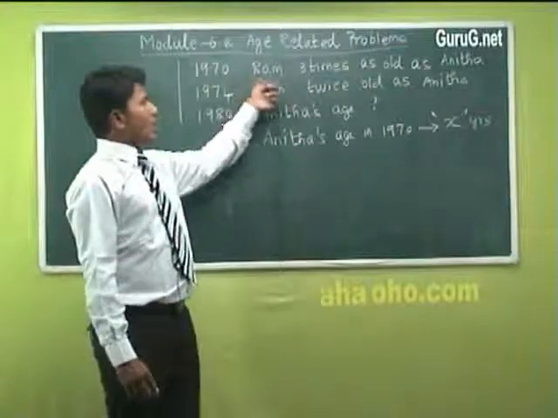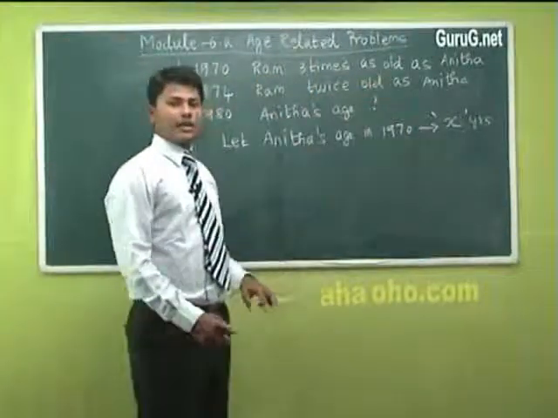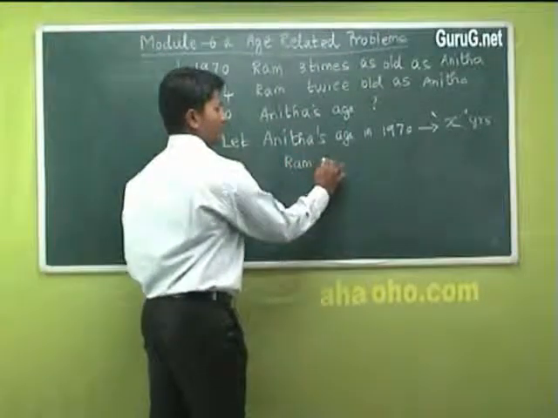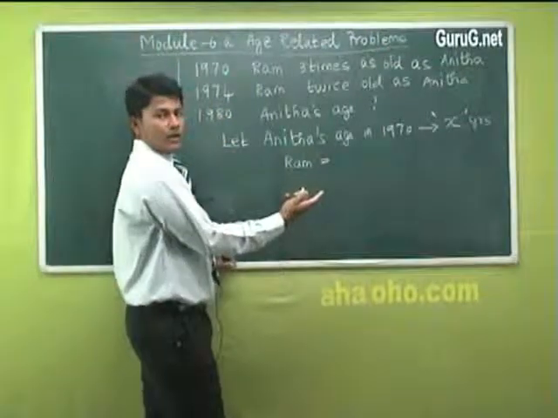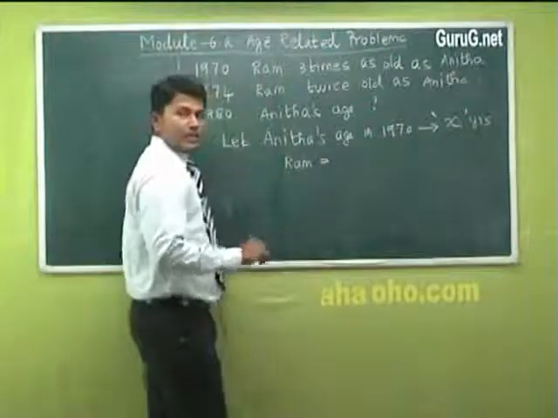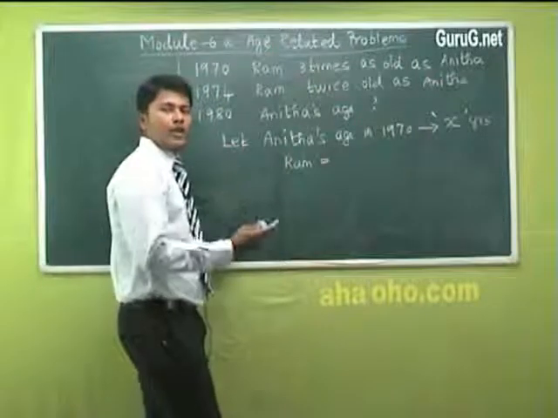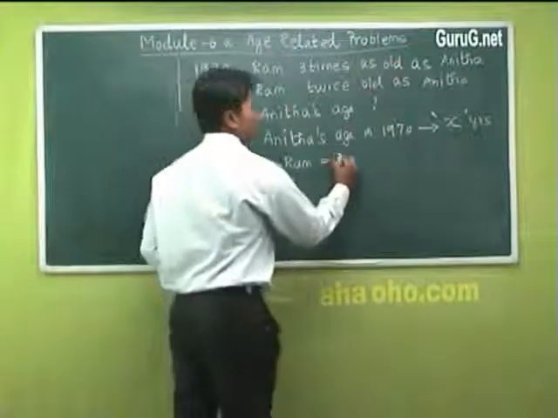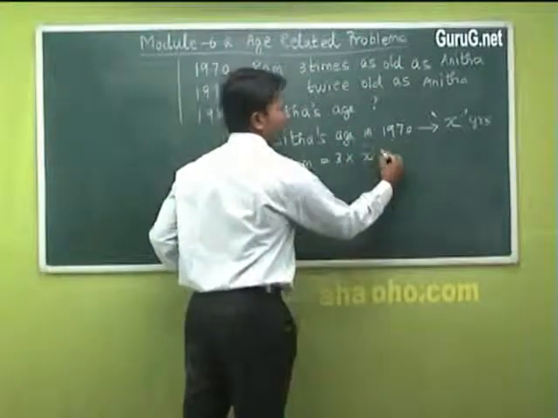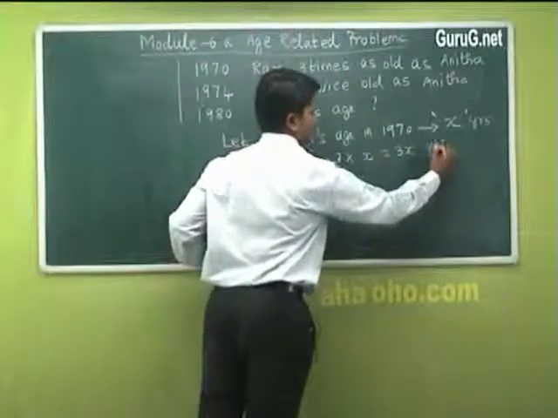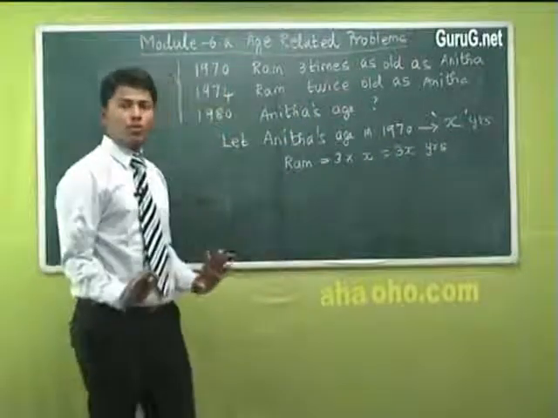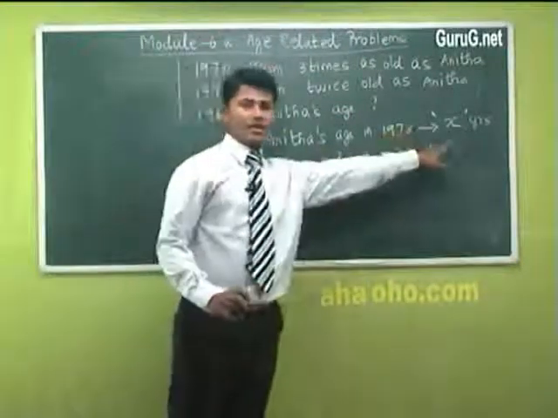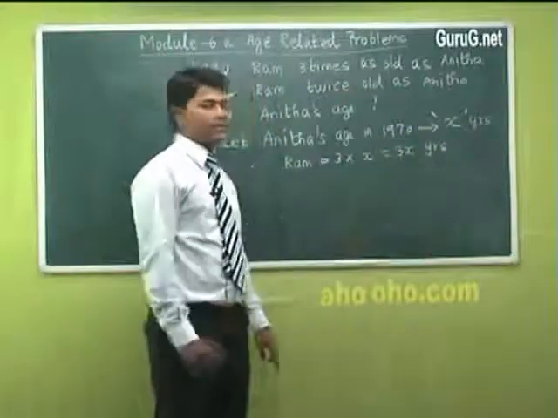In 1970, Ram was 3 times as old as Anita. So Ram's age will be 3 times Anita's age. Anita's age is x years, so 3 times x, that is 3 into x. The word times represents the multiplication operation. So 3 times x is 3x years. So now you know the age of Anita and Ram in the year 1970. Anita is x years, Ram is 3x years.